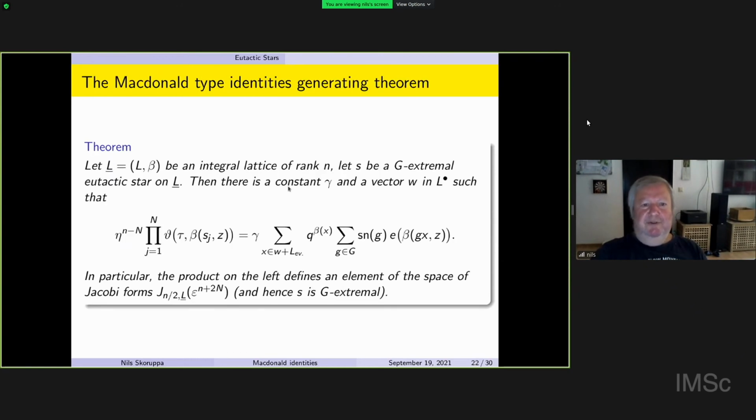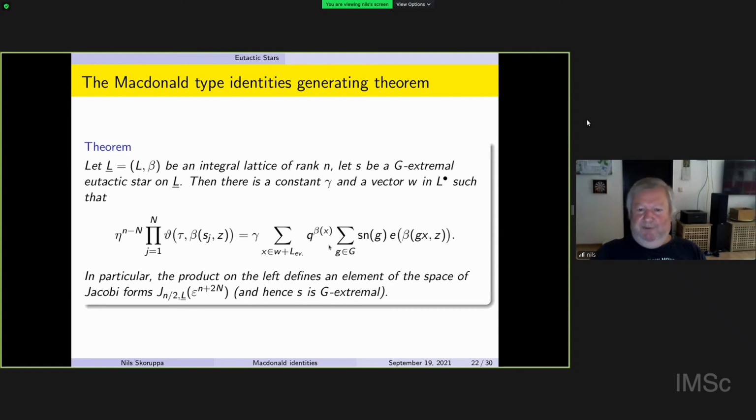Okay, so here's the theorem, which is a sort of general pattern for Macdonald's type identity. Assume that we have a lattice L, an integral lattice of rank n, and we assume that we have a eutactic star S which is G extremal for some subgroup G of O(L). And what do we have then? Well, then we have this identity that I put here. So there is a certain vector in the shadow of L, and there's a constant gamma, so that we have this identity.